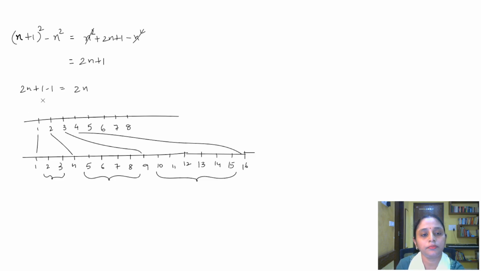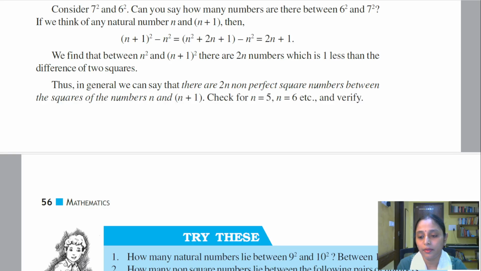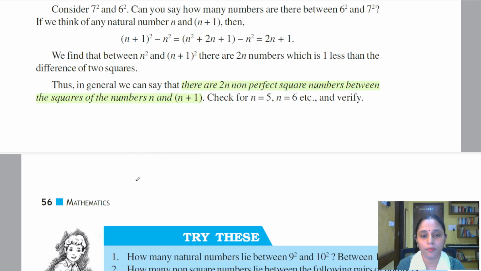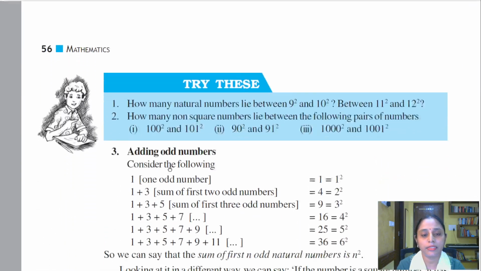Okay, right. So next, let's look at the next observation. Here, as we have discussed, they're saying there are 2n non-perfect square numbers between the squares of the numbers n and n plus 1. Specifically, they are calling those two consecutive numbers n and n plus 1 because you're using the n in your formula over there. Now let's try these questions.